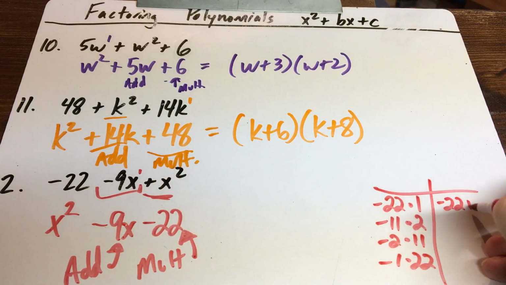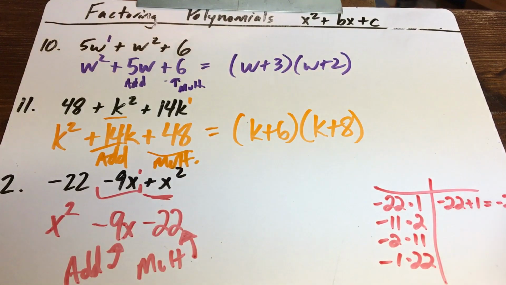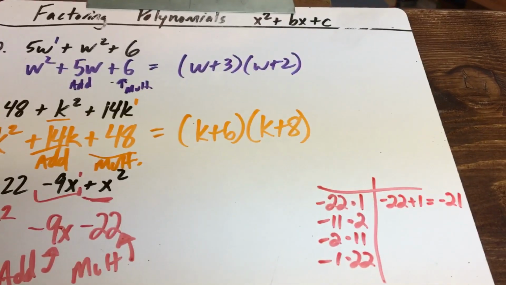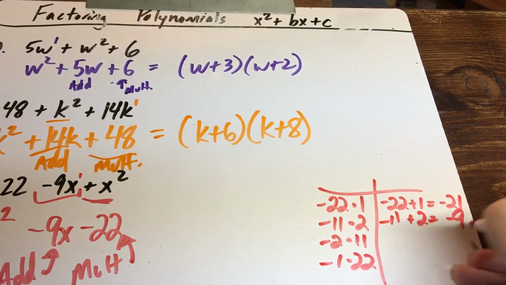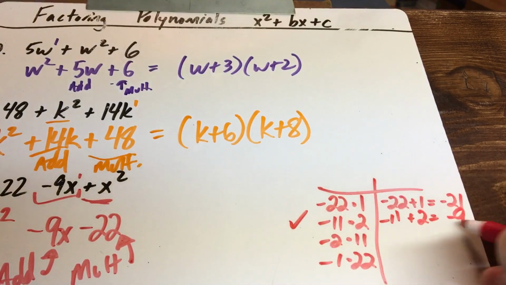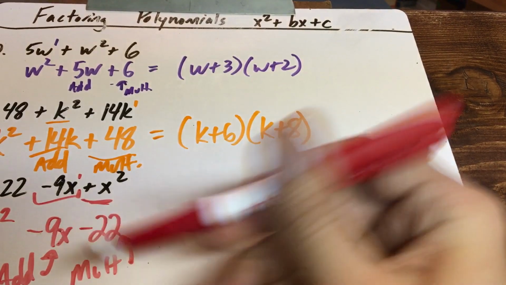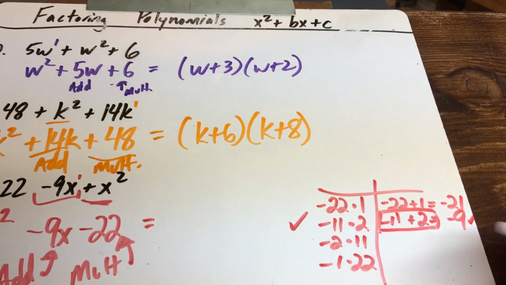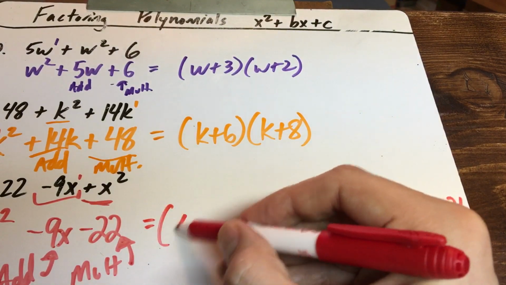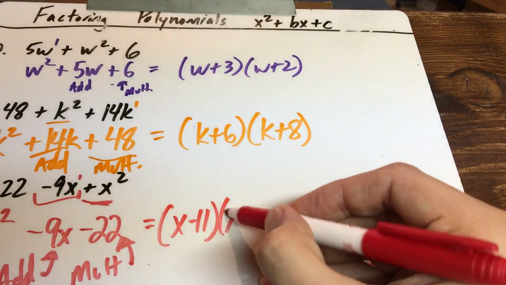Let's see, negative 22 and 1, that equals negative 21. It's not that one. Let me scoot you over here. Negative 11 and 2, that one equals negative 9. Oh, that is exactly what I'm looking for. Negative 9 is the answer I have right here. And so that means my combination is this, negative 11 and positive 2. This is x, negative 11, positive 2.